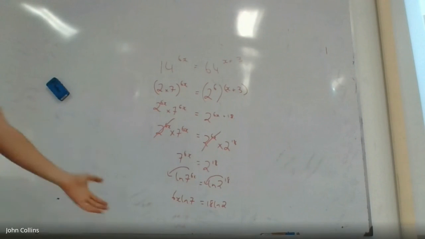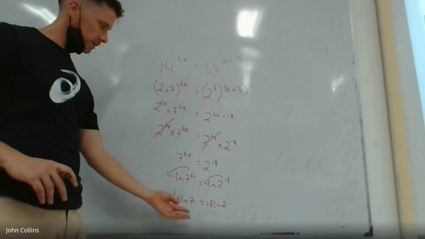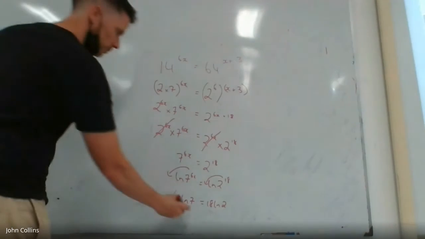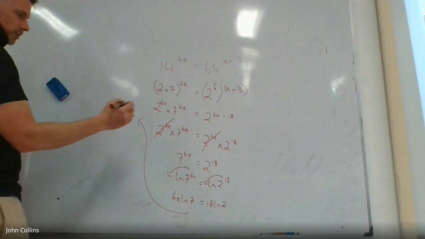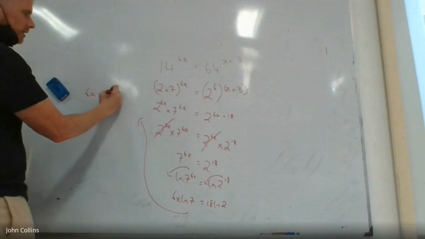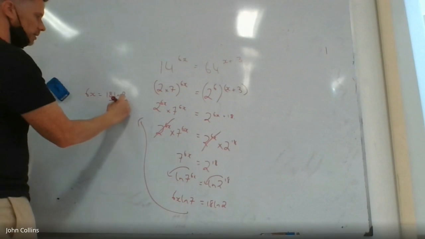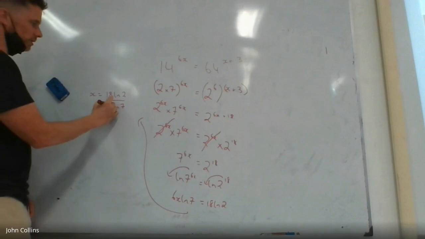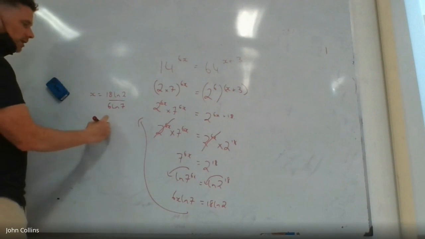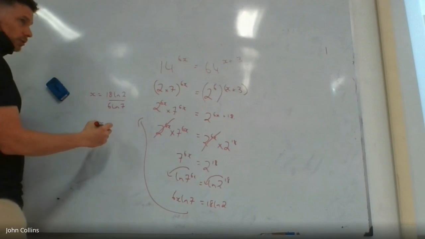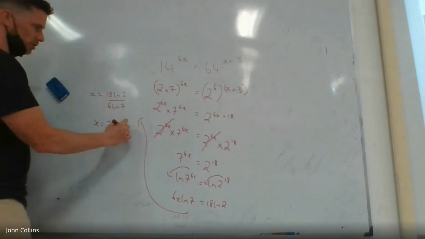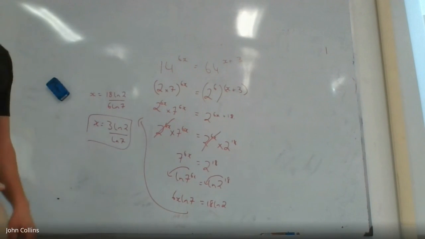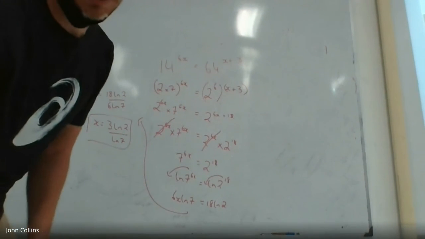And now I have an x that I can isolate from the 7. So if I divide both sides by ln 7, I'm left with 6x is equal to 18 ln 2 divided by natural log of 7. And then divide by the 6. Okay, and then 18 divided by 6, just the coefficients here, is just 3. And ln 2 over ln 7. That's the answer. Did that make sense?